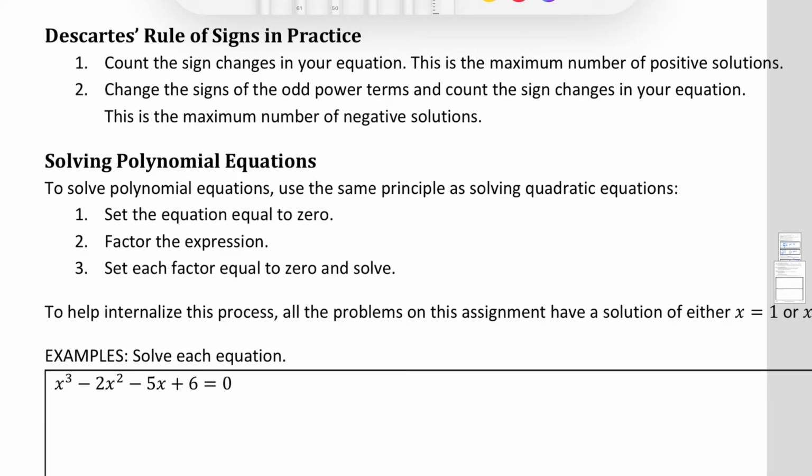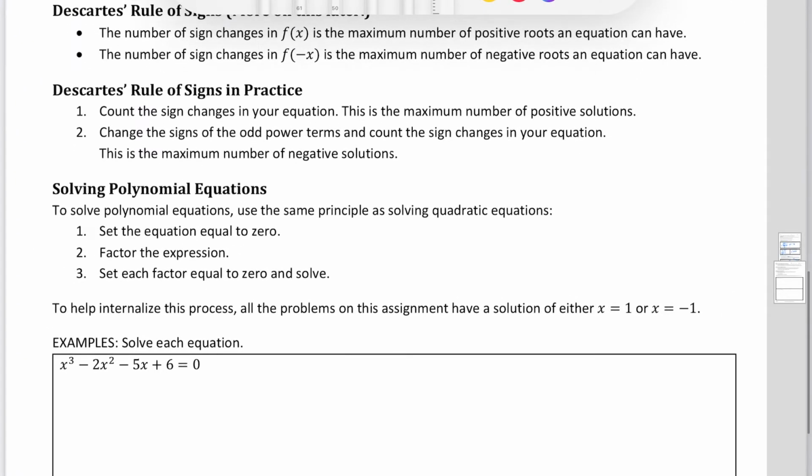But here is the question that we answer all the time. How do you solve not just quadratic equations, but anything above the first power? You always set them equal to 0, factor them, set the factors equal to 0 and solve. So that's what we're going to do. Before we go further, notice that all the problems on this assignment either have a solution of x equals 1 or x equals negative 1.